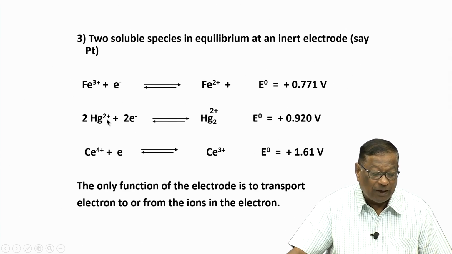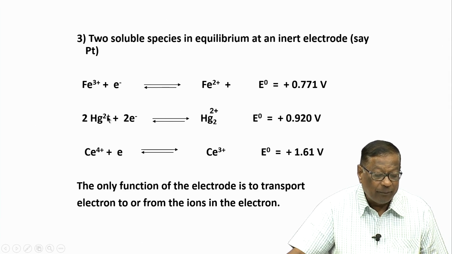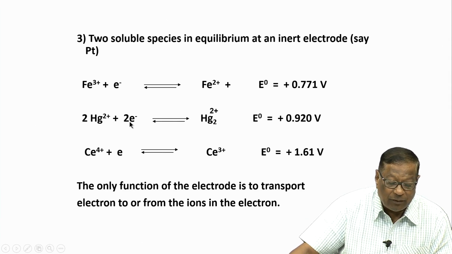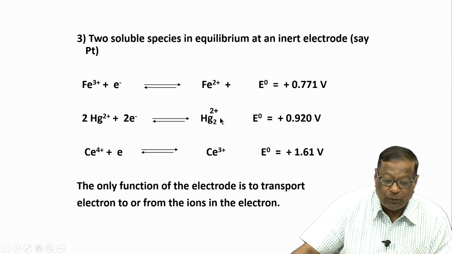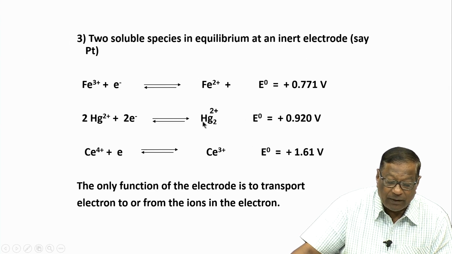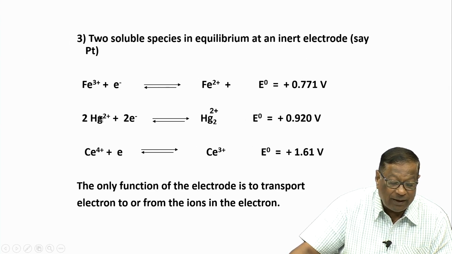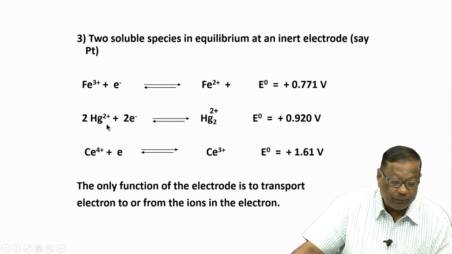So, I can also write another equation, Hg2 plus going to Hg, 1 plus. So 2 Hg2 plus plus 2 e going to Hg2 2 plus. This is mercuric and mercurous. There is an error here, it should be 1, that is mercurous to mercuric. This is ferric to ferrous. Here it is mercuric to mercurous, other way around, sorry.